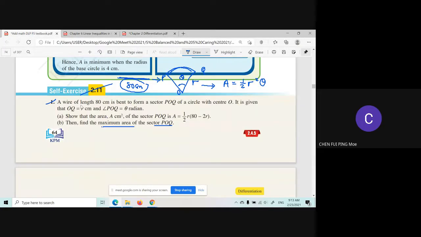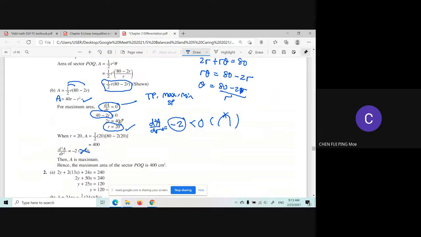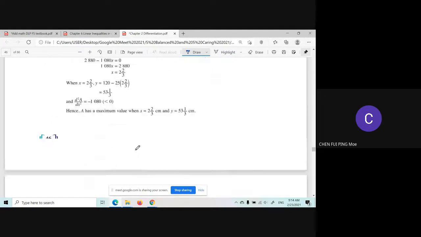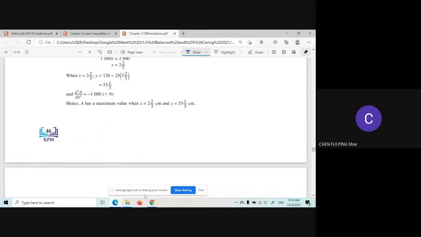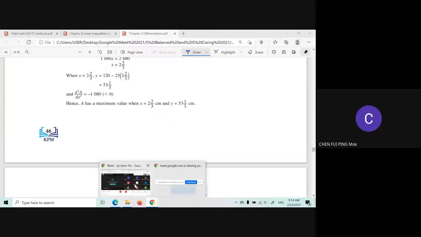The question says find the maximum area, so you need to find the maximum area. The area formula is 40 minus r squared, so just substitute the value of 20 inside, 40 minus 20 squared. We'll get A equals 400. Can you understand better? I think okay, right? This maximum minimum problem, I think you can understand already.